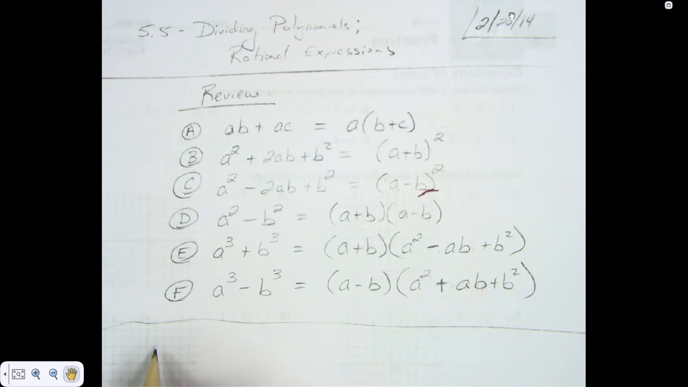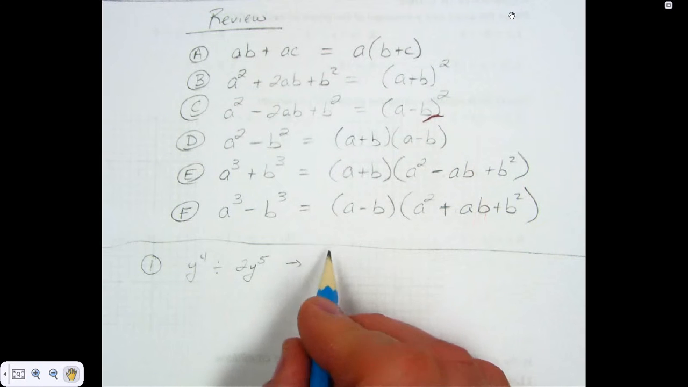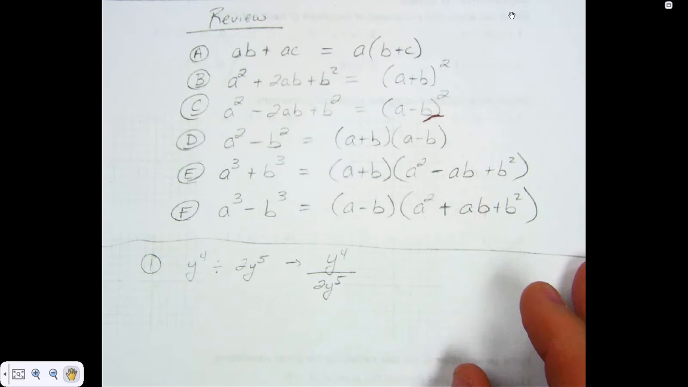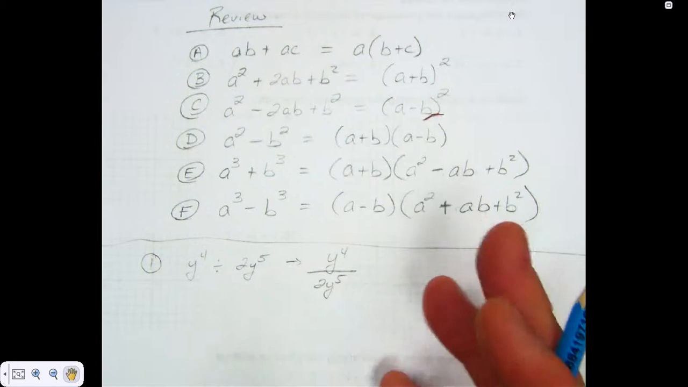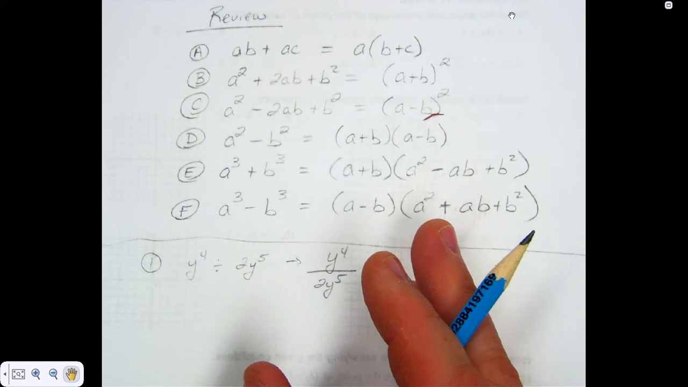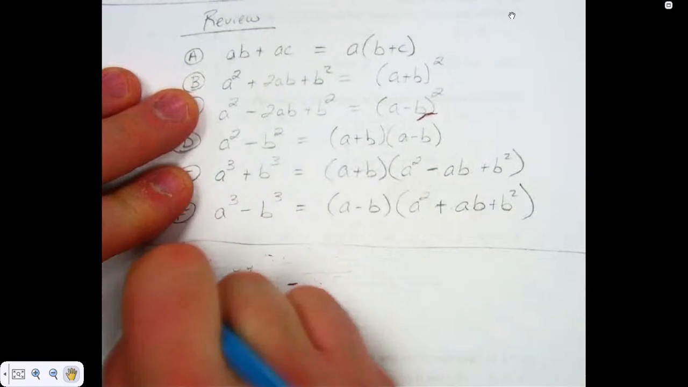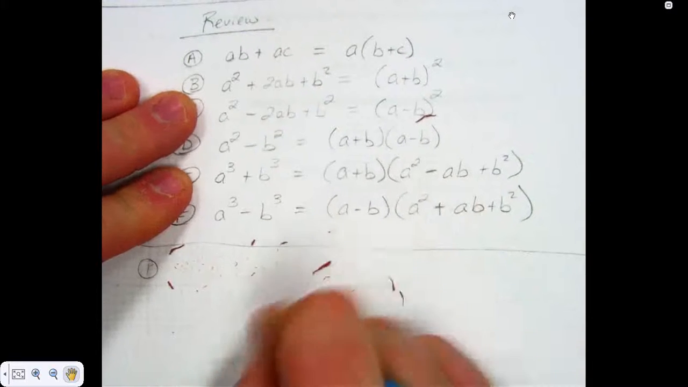So if they gave you something like this, don't write this down yet. Y to the fourth divided by 2y to the fifth. Instead of writing it down like this, when you guys write the problem, write it like this: y to the fourth over what? 2y to the fifth. Okay? Now, when you have ones like this, where there's no factoring or anything to do, these are pretty easy. And so we'll start with one like that. But the rest of the problems, I'm just going to start out writing them like that.